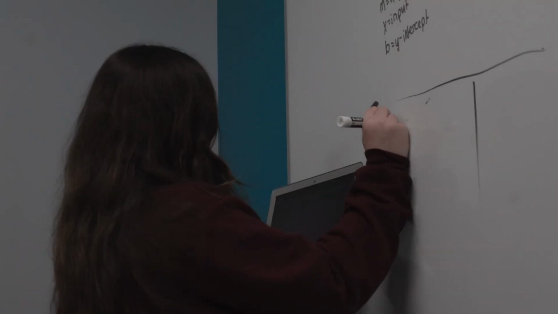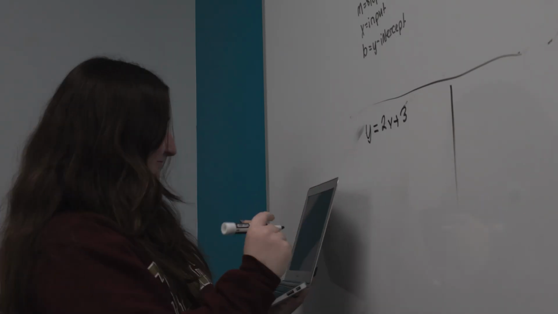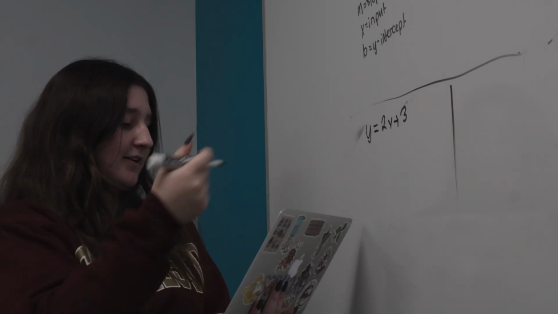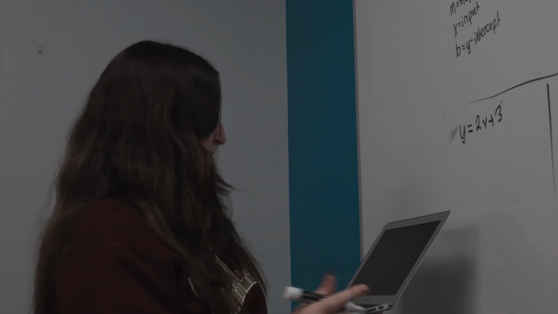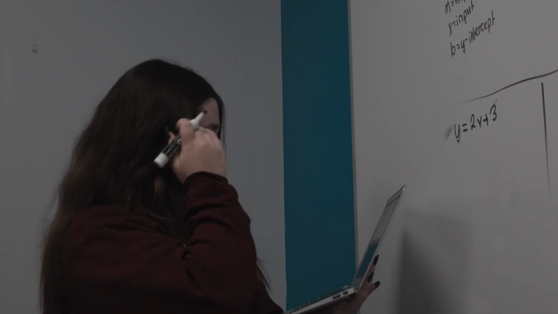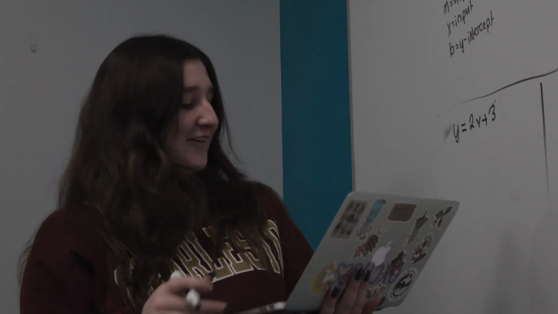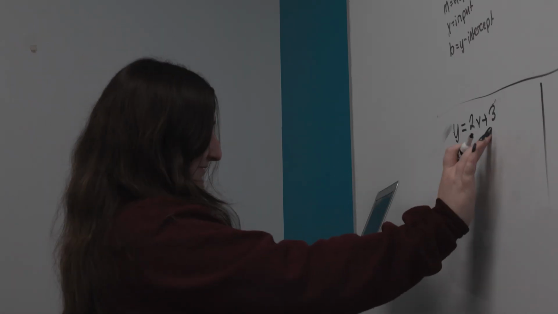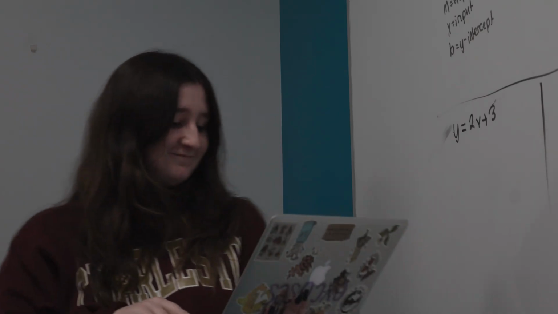All right, let me write it. Y equals 2x plus 3. Here's an example of y equals 2x plus 3. The slope is 2. It means the line rises 2 units for every 1 unit it moves to the right. Plus 3. The y-intercept is 3, which means the line crosses the y-axis at the point 0, 3.